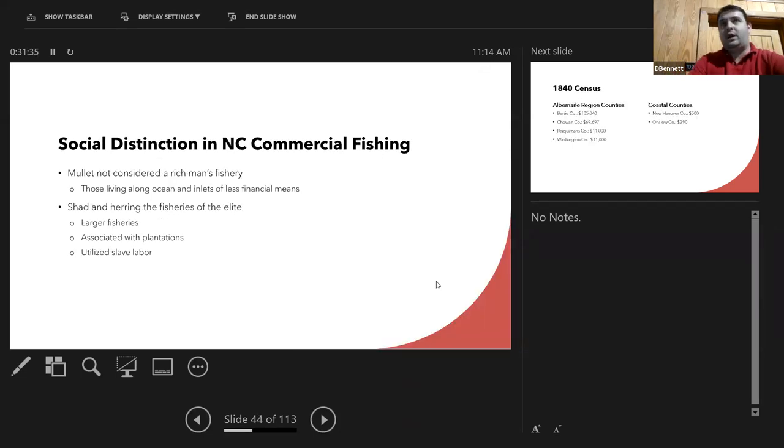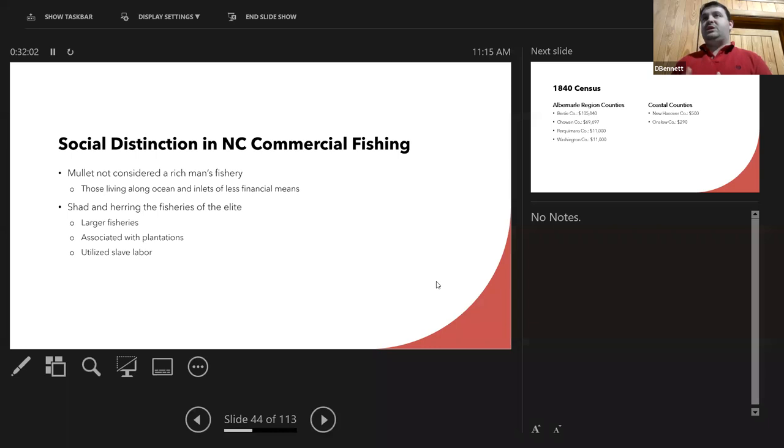So during the antebellum period, or in the 19th century, there was a social distinction in North Carolina commercial fishing operations. The mullet fishery was not considered a rich man's fishery because it's primarily conducted by people along the coast and the barrier islands, where there's not as much rich agricultural land.